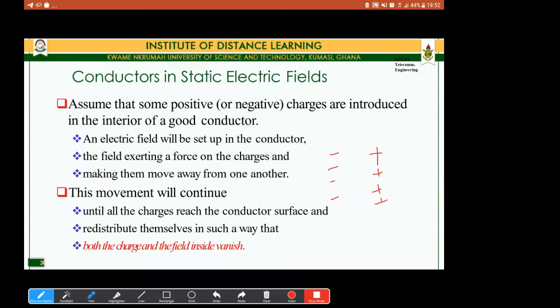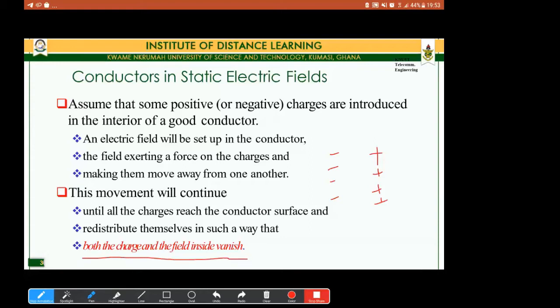Now these charges will again redistribute themselves in such a way that the charge inside the conductor, as well as the field inside the conductor, will vanish. This is a very important point. Because there's a separation of the charges, positive and negative, they also set up an electric field inside the material, and this new electric field will counter the original electric field that causes the separation of the charges. In this way, all charges will vanish from inside the conductor, and all charges will be on the surface of the conductor. Similarly, the electric field will be zero inside the conductor. Therefore, both charges and field inside the conductor will vanish.